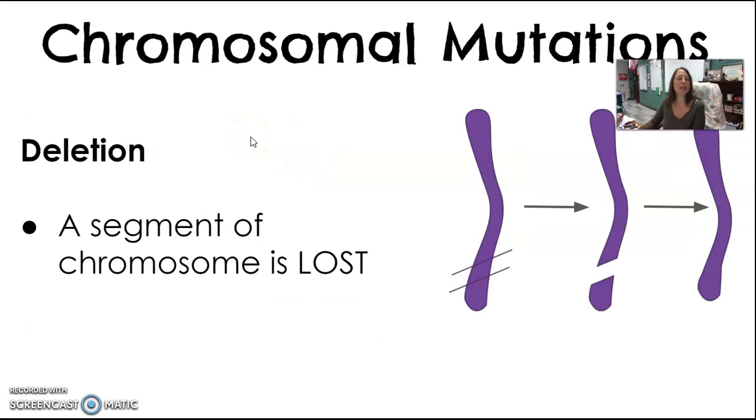So first one is deletion, and that one makes perfect sense, right? We already had a deletion in a gene mutation when one nucleotide was taken out. This type of deletion means we're going to be deleting an entire section of the chromosome. So this piece is taken out, it's just lost, and that chromosome goes back together, but now it's missing a whole section and it's smaller than it was before. So that's deletion.